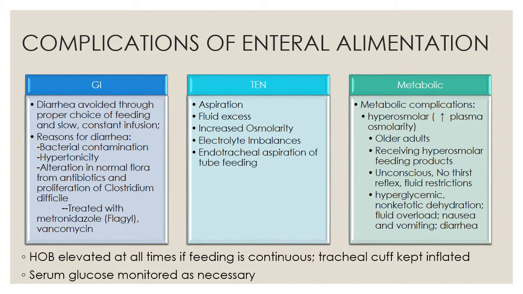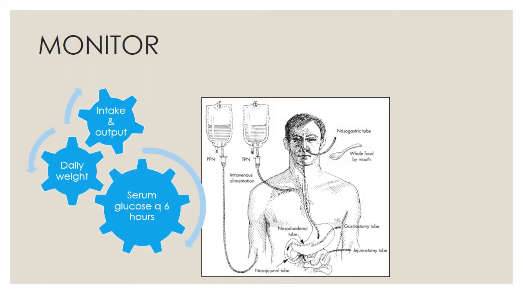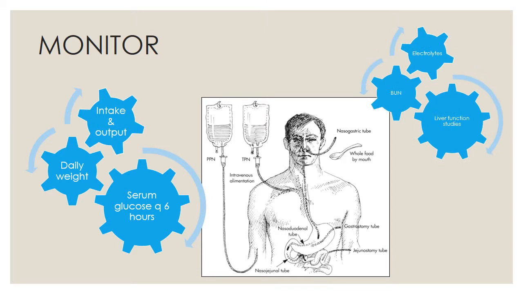You want to make sure the head of the bed is elevated at all times if feeding is continuous, and make sure that the feeding tube's tracheal cuff is kept inflated. You also monitor, as necessary, the serum glucose. So we're going to monitor serum glucose every 6 hours, daily weight, intake and output, and liver function studies, BUN, and electrolytes.